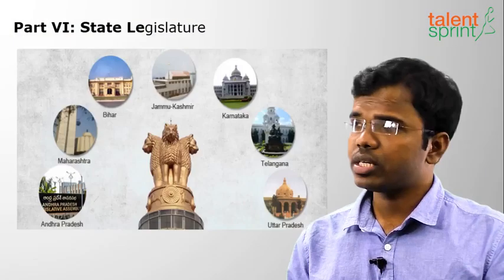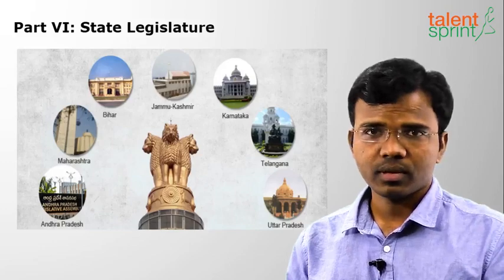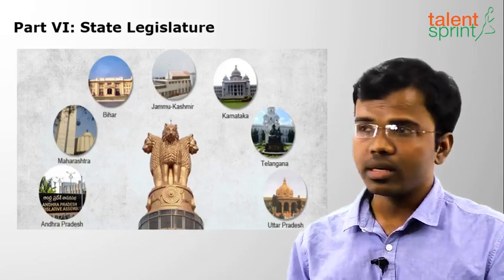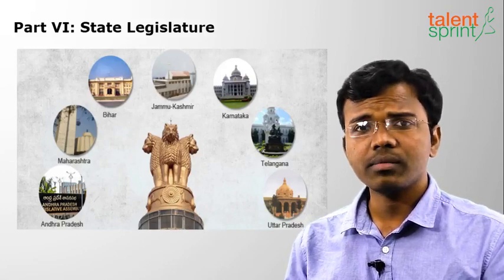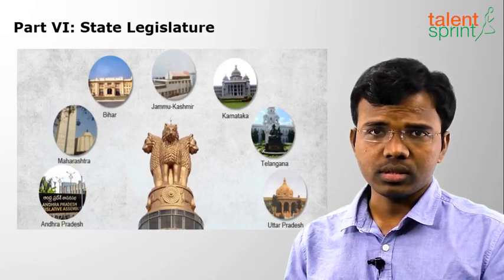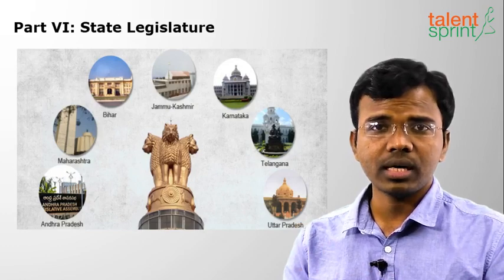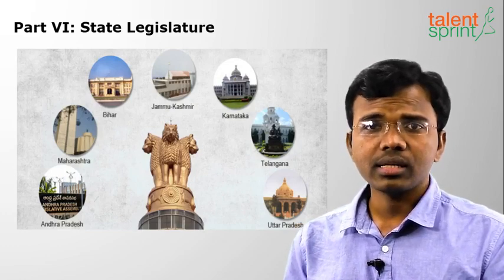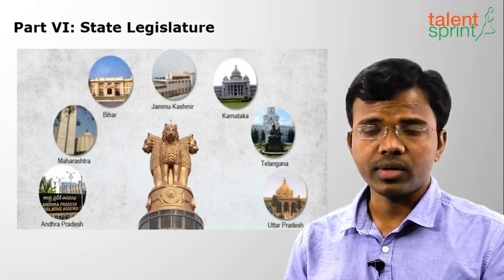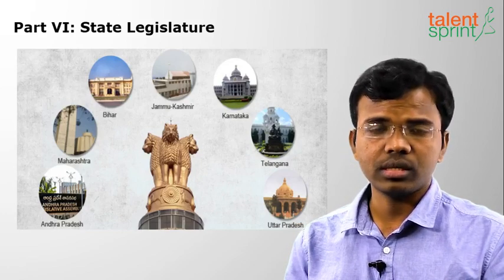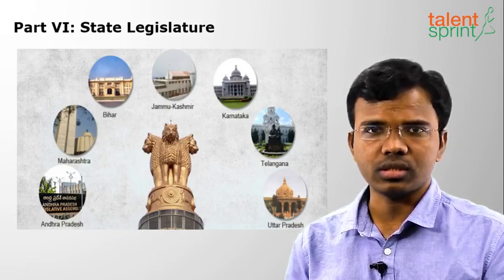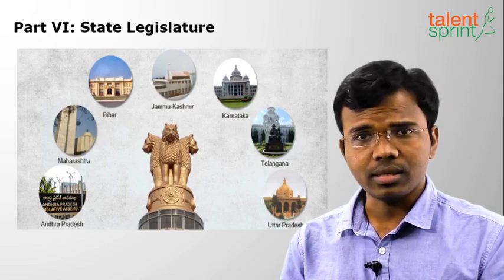In this session of Polity, we shall discuss state legislature. So these are the 7 states which have bicameral legislature. Bicameral means two houses. One is Legislative Assembly and another is Legislative Council. So if it has two houses, this is called as bicameral legislature. At the Union, we have bicameral legislature, Lok Sabha and Rajya Sabha.